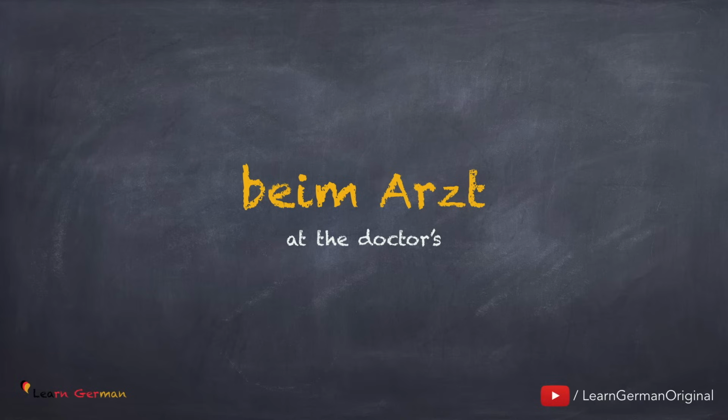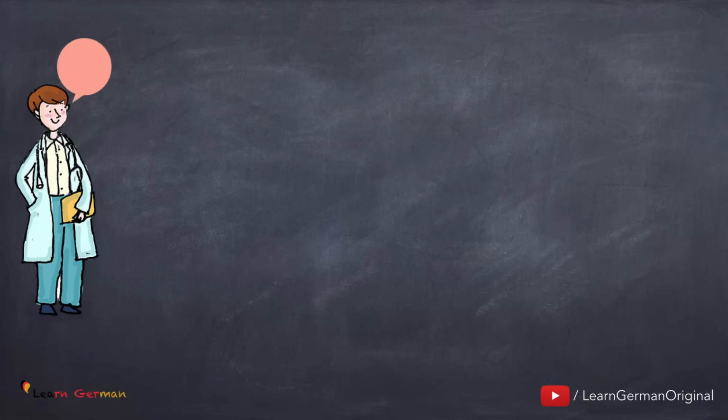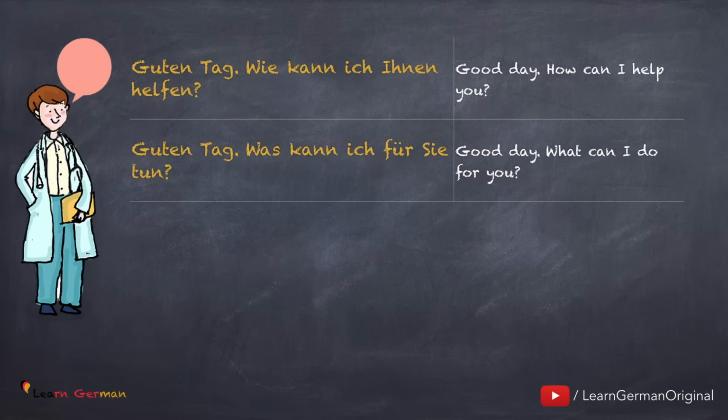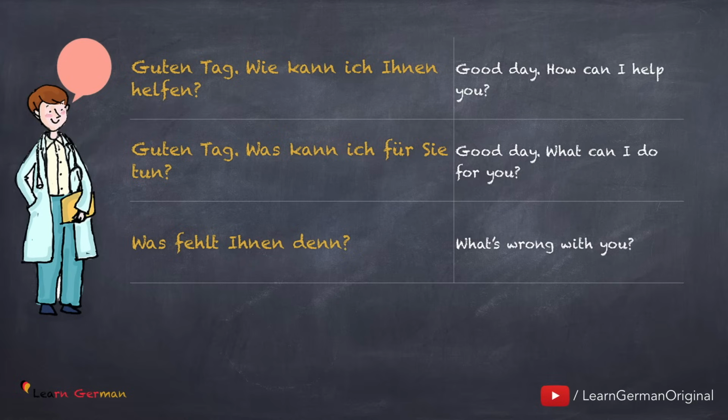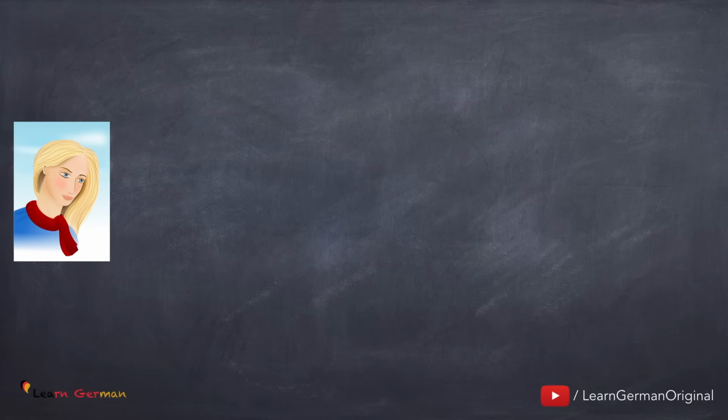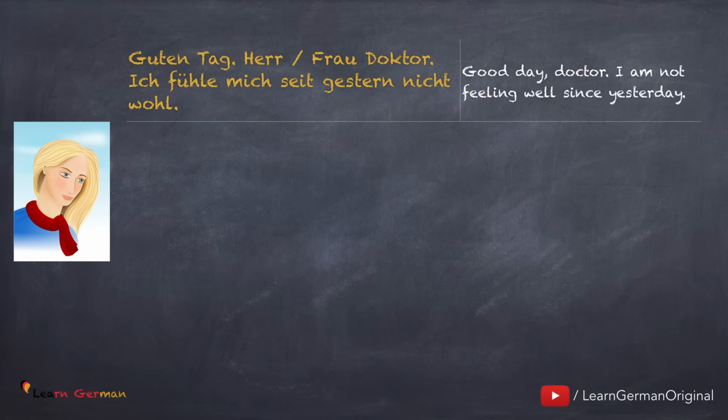Beim Arzt. The phrases here are just a general list of what one could hear and could say. These could vary a bit in reality. Generally, the doctor begins with a conversation. He or she could say, Guten Tag, wie kann ich Ihnen helfen? Oder Guten Tag, was kann ich für Sie tun? Oder was fehlt Ihnen denn? Oder Guten Tag, wie fühlen Sie sich heute?